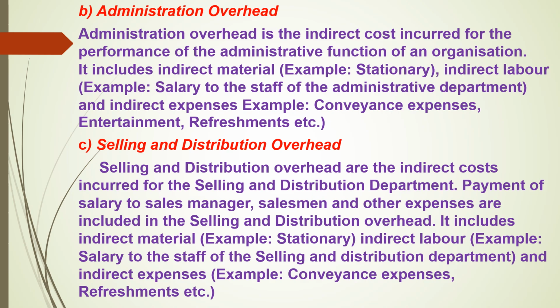C. Selling and distribution overhead. Selling and distribution overheads are the indirect costs incurred for the selling and distribution department. Payment of salary to sales manager, salesman and other expenses are included in the selling and distribution overhead. It includes indirect material, example, stationery, indirect labor, example, salary to the staff of the selling and distribution department, and indirect expenses, example, conveyance expenses, refreshments, etc.